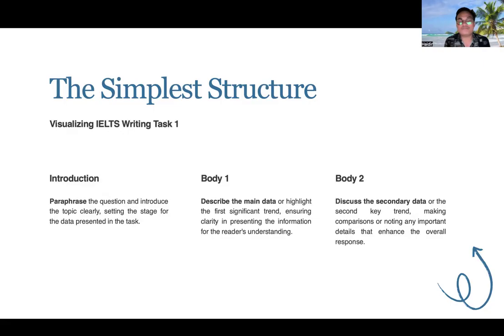And what about your first body? What do you write there? Yes, the main data, right? The most significant trend. Right. And what about your final paragraph? Yes, you're right. The elaboration of the secondary data, right? So today we're going to be practicing these three paragraphs. Remember, this is the simplest structure you can practice today, so you can remember something out of this session.